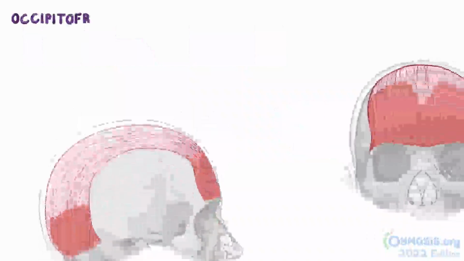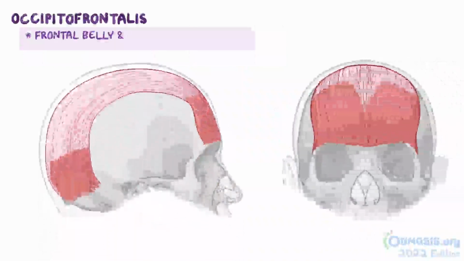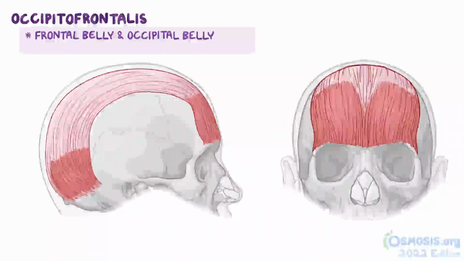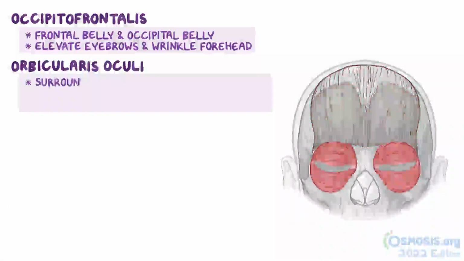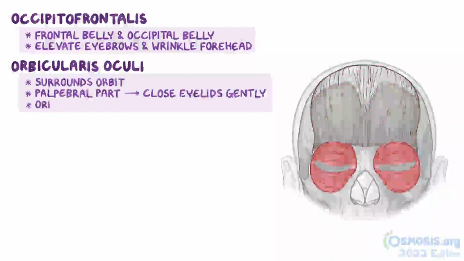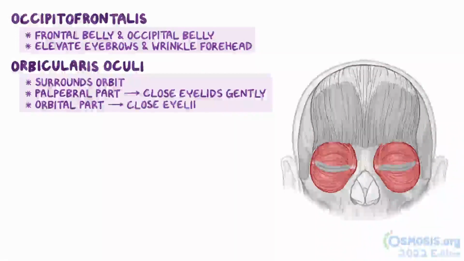The occipitofrontalis muscle has a frontal belly and an occipital belly, which are connected by the epicranial aponeurosis. Its function is to elevate the eyebrows and wrinkle the forehead. The orbicularis oculi muscle surrounds the orbit. Its palpebral part is found within the eyelid and is used to close the eyelids gently, and its orbital part is used to close the eyelids tightly.